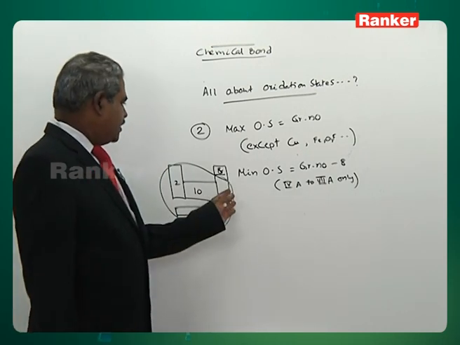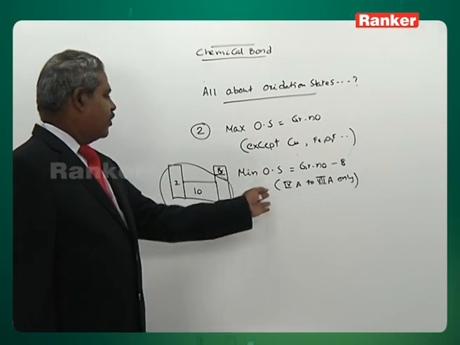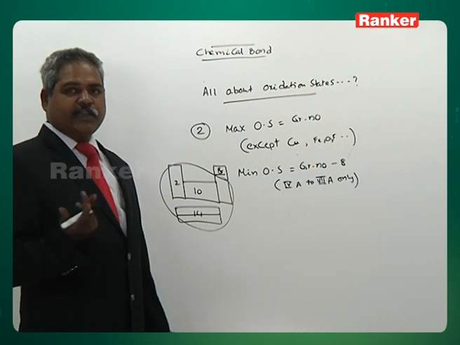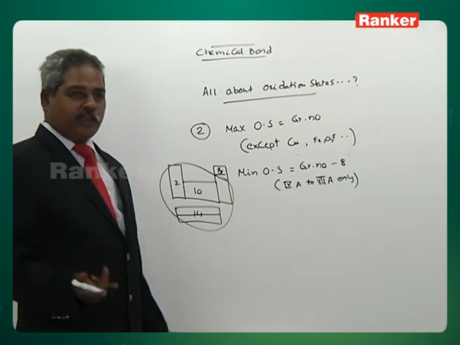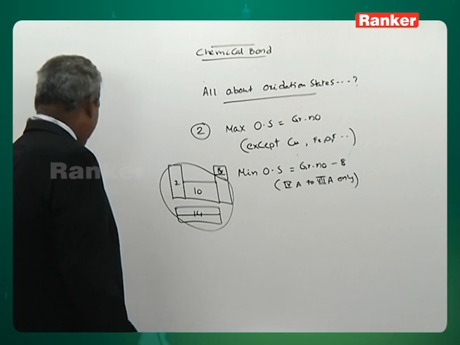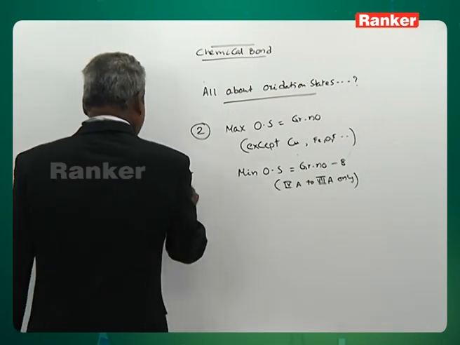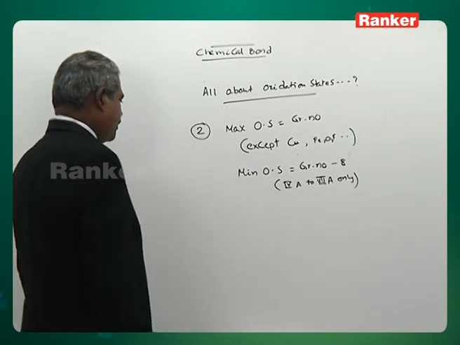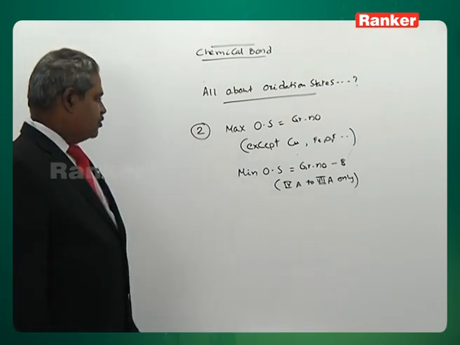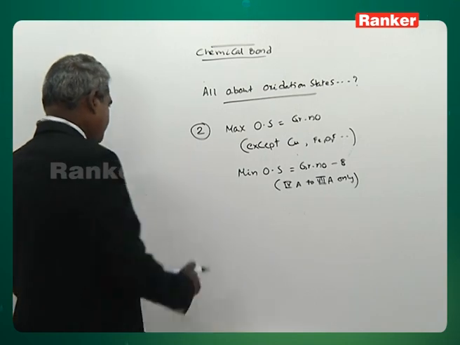So, it's enough if you have a rule from 4A to 7A. Noble gases, in any case they don't exhibit any compounds, therefore theirs is also 0. They don't have a maximum or even a minimum. So, maximum oxidation state is equal to group number, minimum oxidation state is equal to group number minus 8.